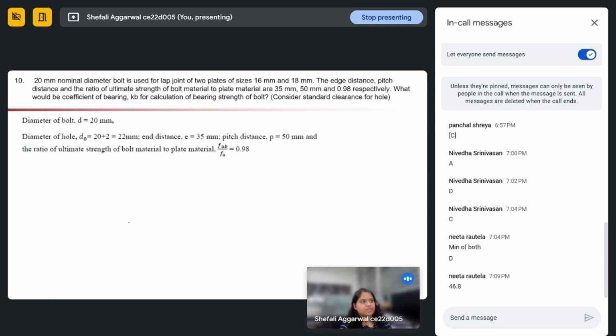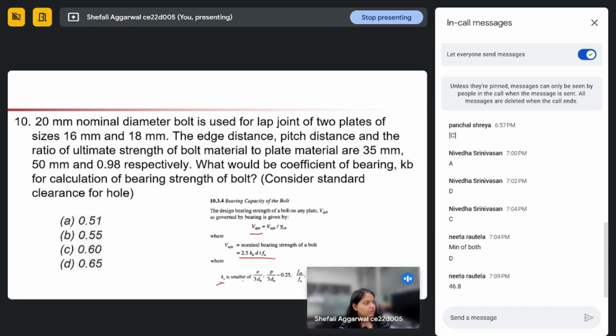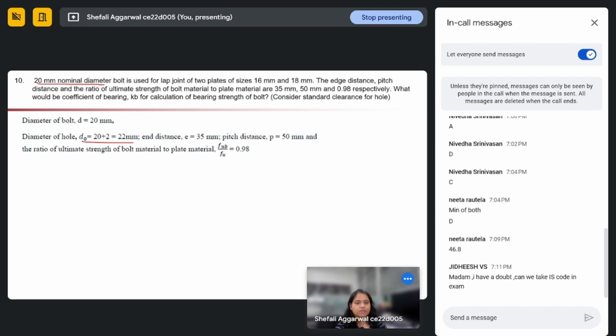We'll go step by step. First, we have the diameter of bolt, which is already given as 20 mm, nominal diameter. And for the value of KB, we require the diameter of our hole. We are considering the nominal clearance. Nominal clearance is 2 mm. So from there we can calculate D naught, it's 22 mm.